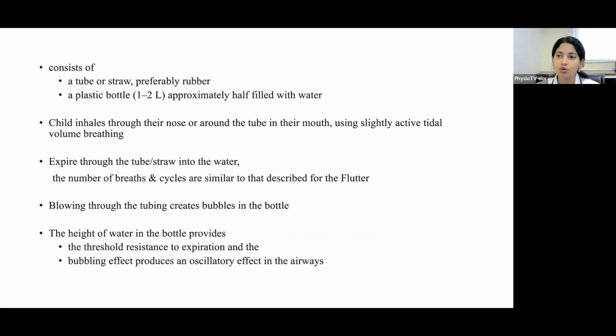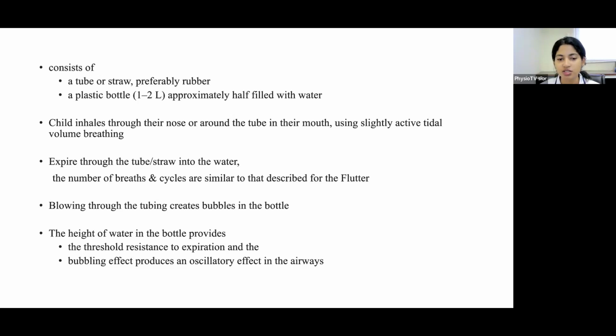Okay. So what does this device actually consist of? It consists of a tube or a straw, preferably rubber, and a bottle which would be half filled with water. The straw is placed into this water bottle, and the subject inhales through their nose, and then they expire into the water using this straw. So this will be the inspiratory cycle and the expiratory cycle into the water.